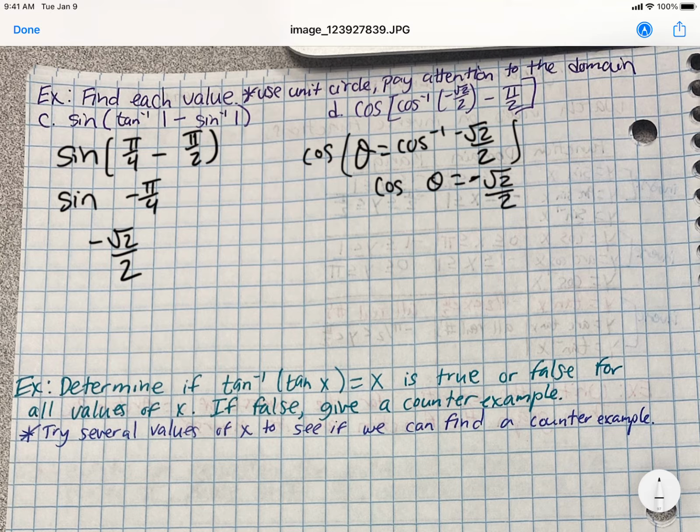Remember your domain that we need. So our angle is going to be 3 pi over 4. We're going to put that in right there. So I will have cosine of 3 pi over 4 minus pi over 2, so that will be cosine of pi over 4. What is the cosine at pi over 4? It is the square root of 2 over 2, and that's your answer. You just did these with degrees. Now you're going to do them in radians, but on these ones, use your unit circle.